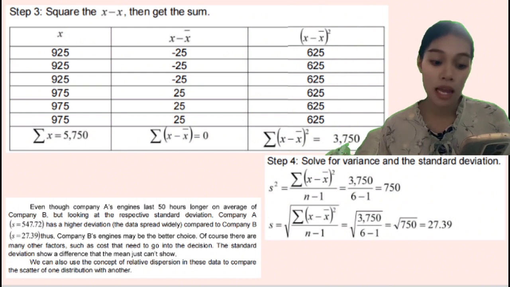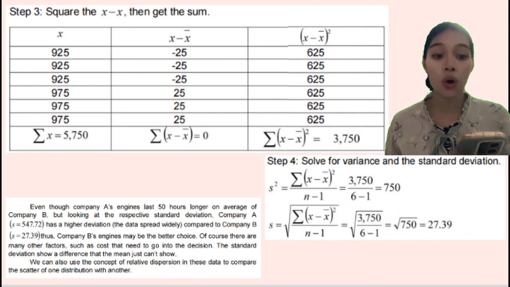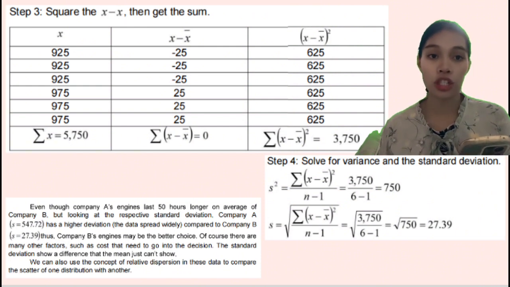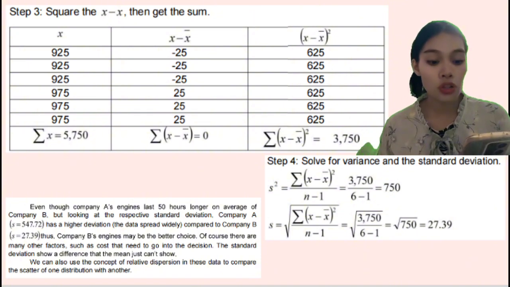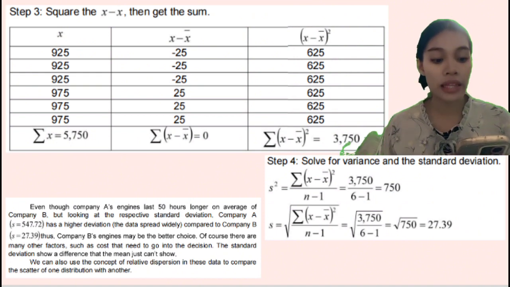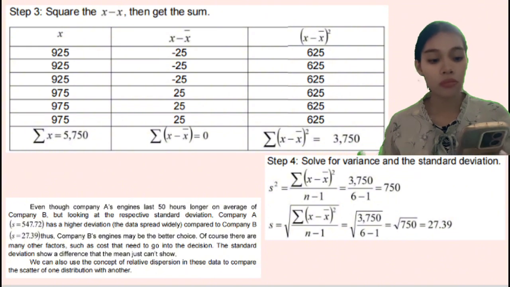Of course, there are many other factors such as cost that need to go into the decision. The standard deviation just shows a difference that the mean just cannot show. So we can also use the concept of relative dispersion in this data to compare the scatter of one distribution with another.